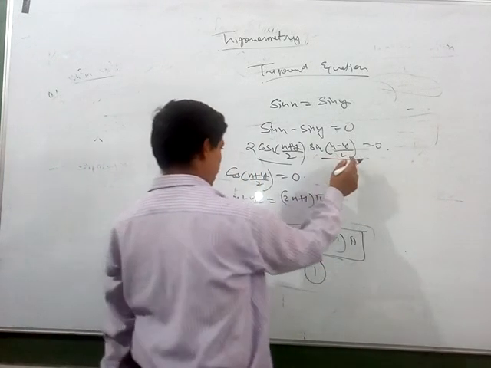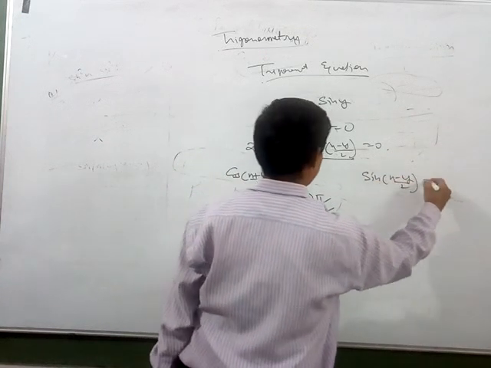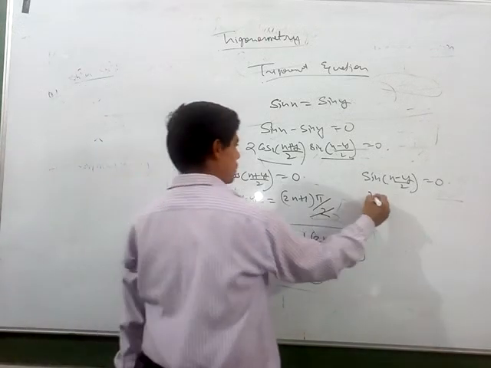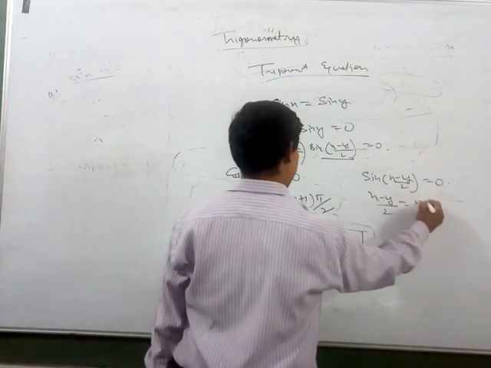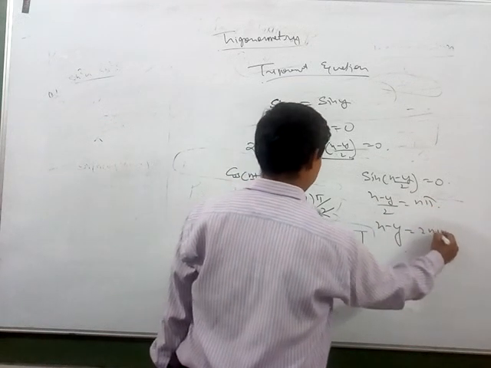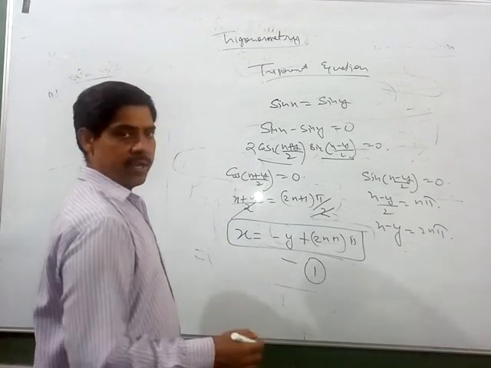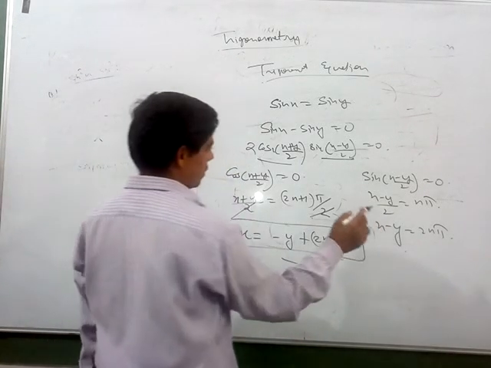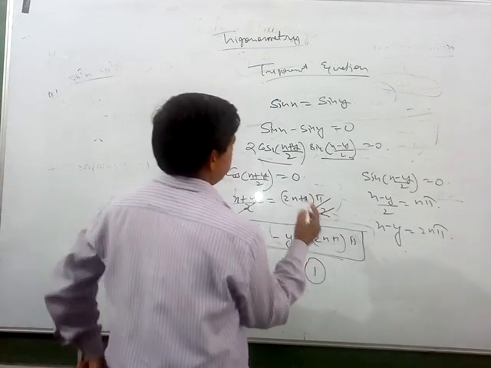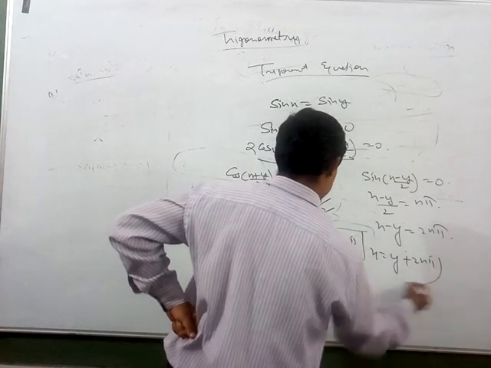Another, from here I will get sin((x minus y)/2) is equal to 0. So this is going to give us what? (x minus y)/2 is equal to n pi. This I can multiply, x minus y is equal to 2n pi. So in fact we can write x is equal to y plus 2n pi. This is what we can write.